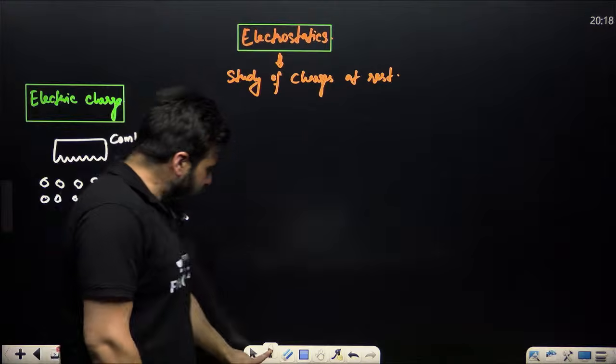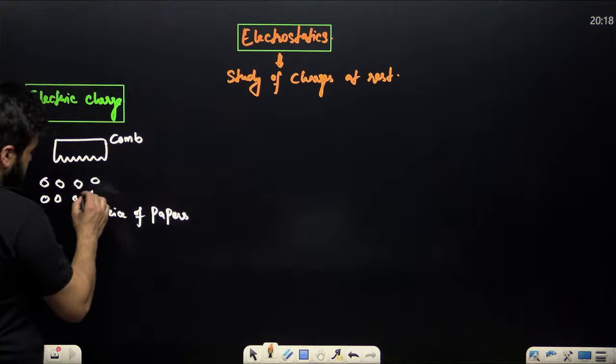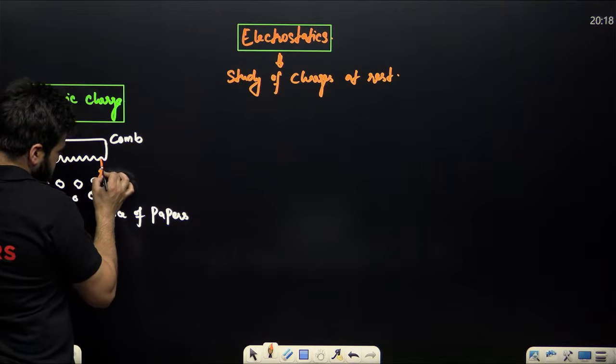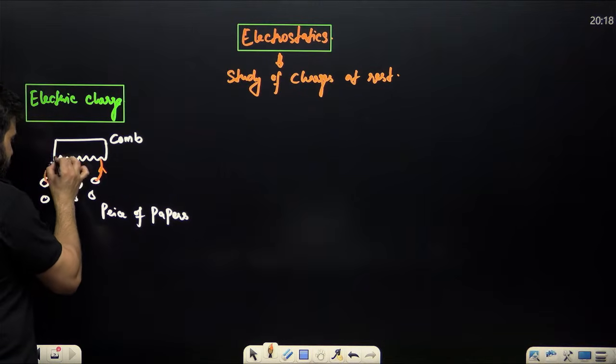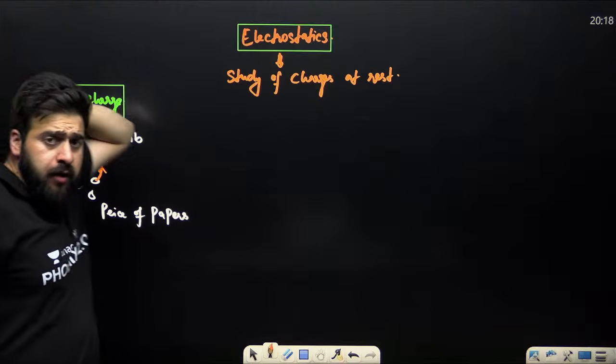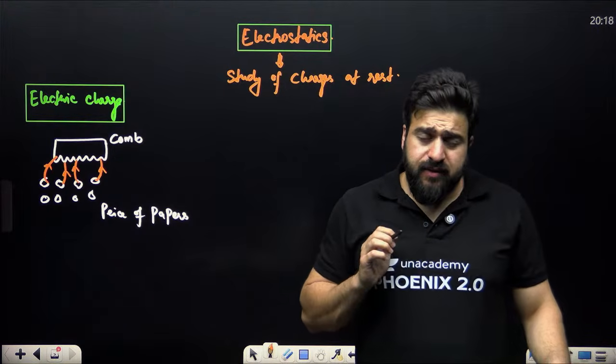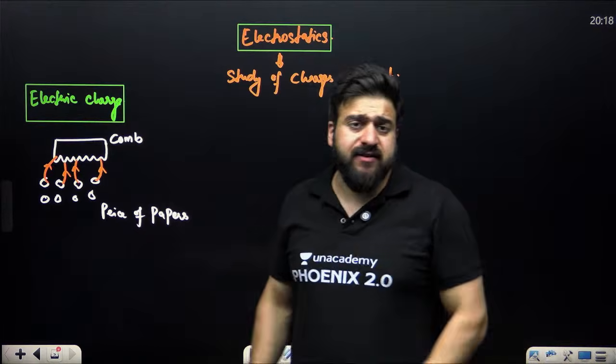Okay. So when I rub the comb with my hair and then I take it near to the pieces of paper, what is going to happen? Sir, these pieces of paper will be attracted. Everybody knows that attraction will take place. What if I don't rub the comb with my hair? Do you think that it will still attract these pieces of paper?